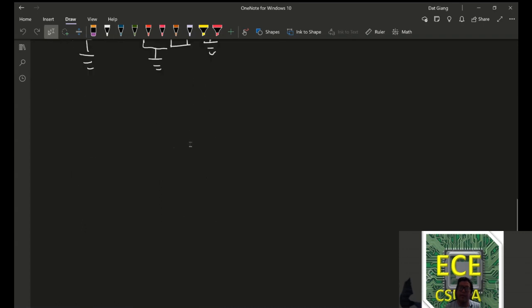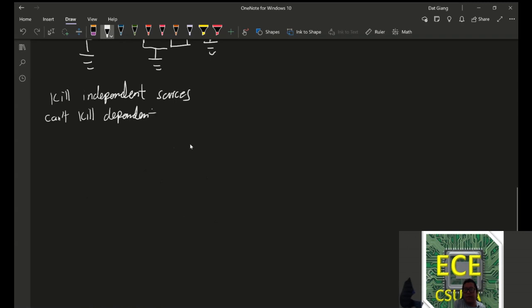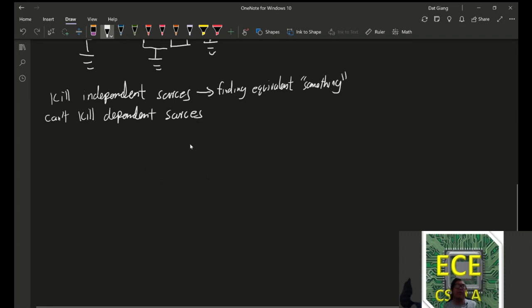Now, one other thing to also talk about is you can kill independent sources, but you can't kill dependent sources. This might be useful for finding equivalent something. Equivalent, let's say, equivalent something. So, for example, it might be used for finding equivalent resistance or equivalent capacitance or equivalent inductance.